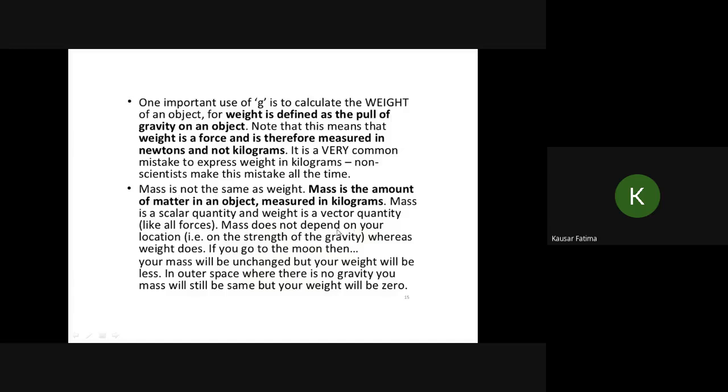Mass is slightly different because mass is the amount of matter, but the gravitational force depends on the mass. For a heavier mass, the gravitational force will be greater. Like for 1 kilogram mass, the gravitational force is 10 Newton. For 2 kilogram mass, the gravitational force will be 20 Newton. So W is equal to mg. The value of g will be the same in all cases when you talk about Earth. For the Moon, the value of g for every calculation will be 1.6.